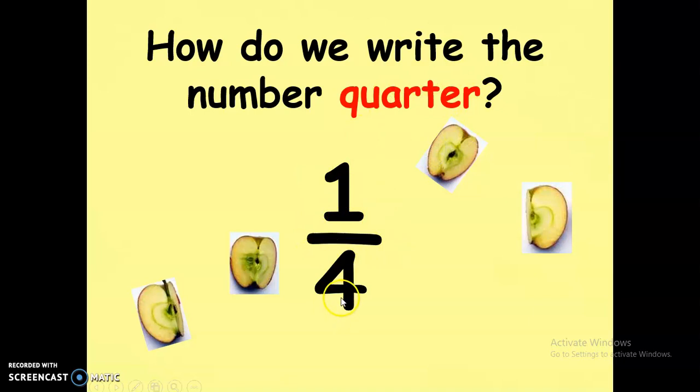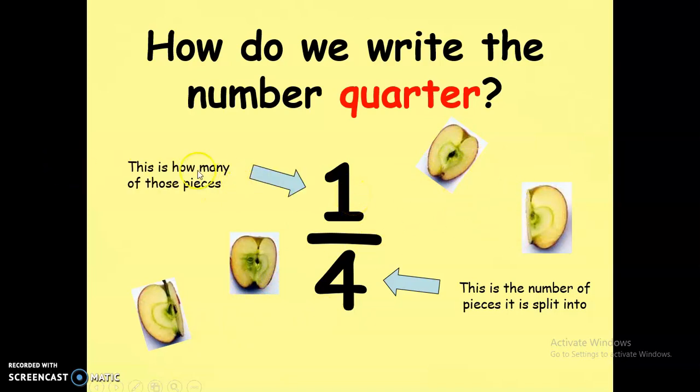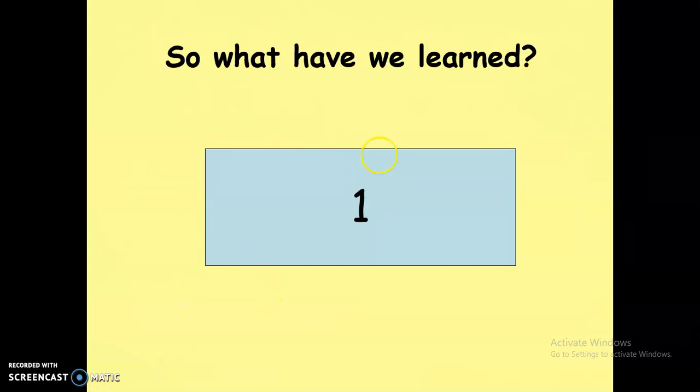Wow, 1 over 4, which means 1 stands for the numerator and 4 is for the denominator. So this is the number of pieces it is split into. So this 4 represents the 4 equal parts. It has been cut into 4 equal parts. And then 1 represents how many of those pieces. You had cut it into 4 equal parts and it's a quarter, which means it's one of them. Good, let's continue. So what have we learned?